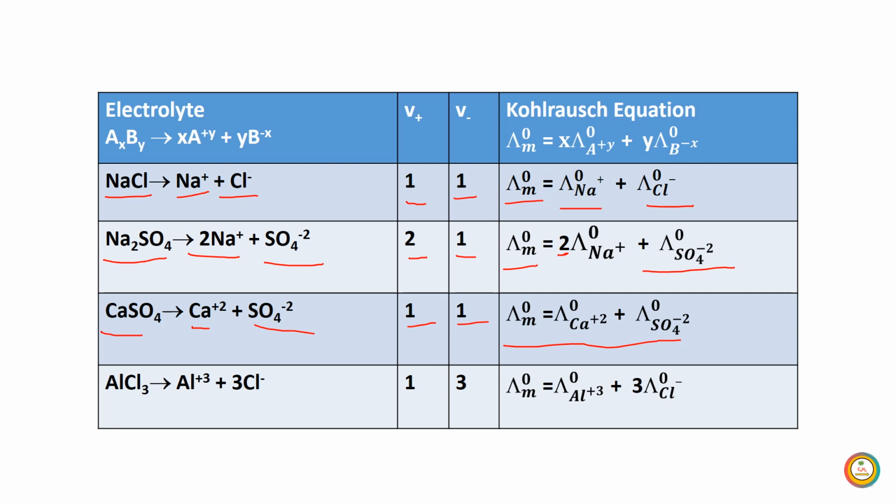For an electrolyte like AlCl3, which produces 1 aluminium ion and 3 chloride ions, ν+ is 1 and ν- value is 3. The Kohlrausch equation for this one is λM0 equals λAl3+0 plus 3 λCl-0. Why did we write the 3 here? Because 3 chloride ions are produced by aluminium chloride. So by this method we can write the Kohlrausch equation for various electrolytes.